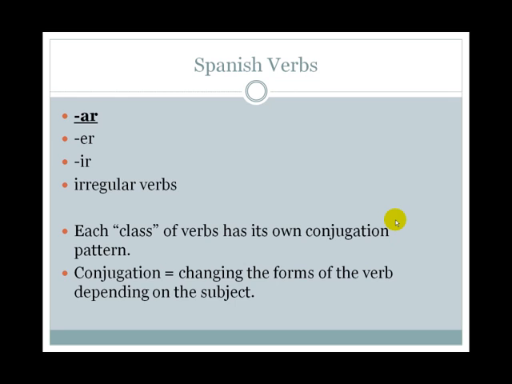When I use the word conjugation, I'm referring to changing the forms of the verb depending on the subject. So for example, in English, with the verb to be, the conjugations are am, is, are, etc. That's what we mean when we talk about conjugating a verb: changing the form depending on the subject of that verb.